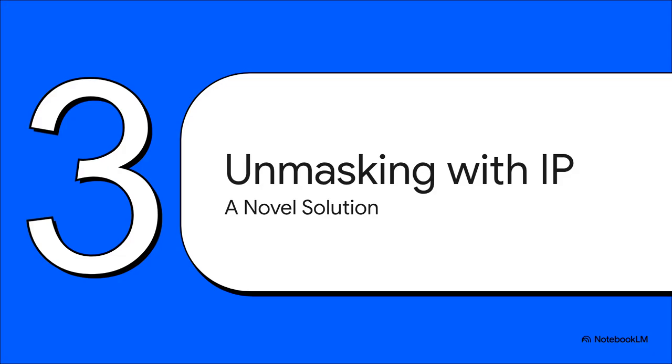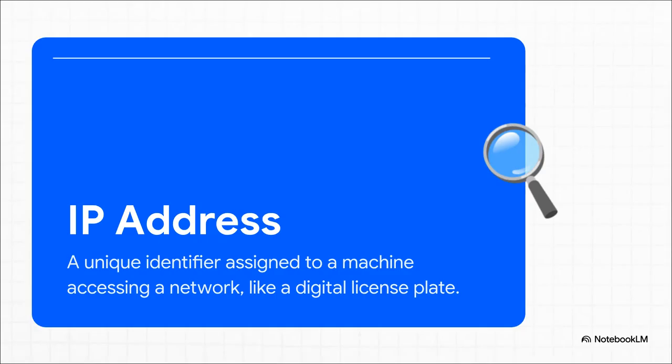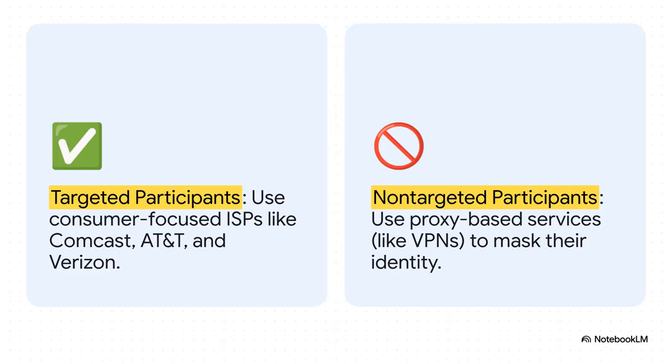So faced with this huge threat, the researchers behind this study came up with a surprisingly simple but incredibly powerful method to figure out who was really behind the keyboard. Their secret weapon? The humble IP address. The best way to think about it is like a digital license plate. Every single device that connects to the internet, your phone, your laptop, everything has one. And just like a license plate on a car, it tells you a lot about where that device is coming from.